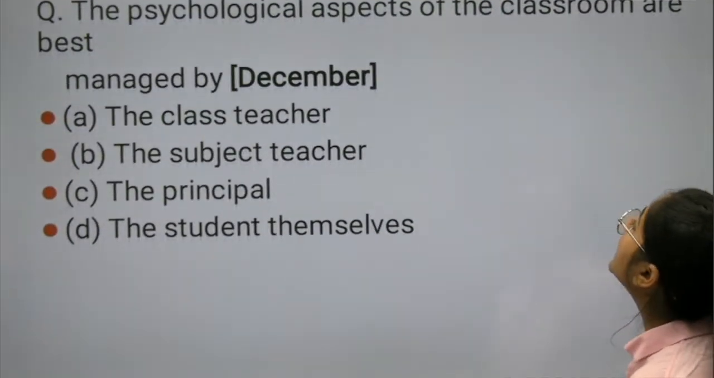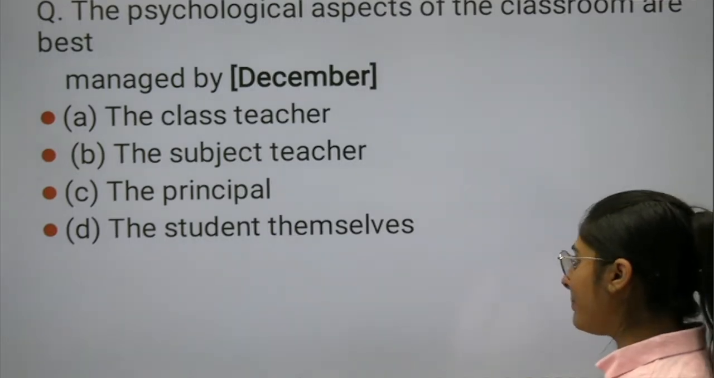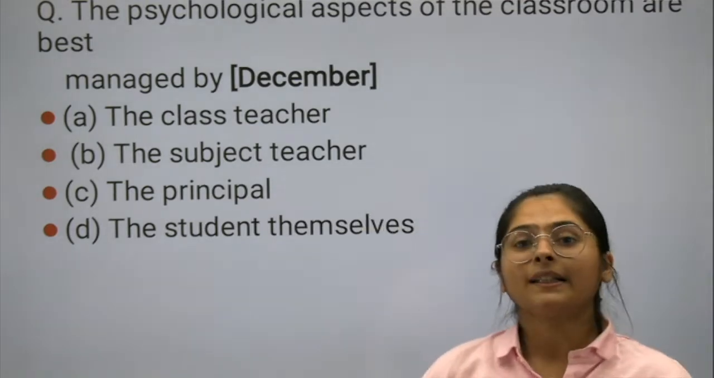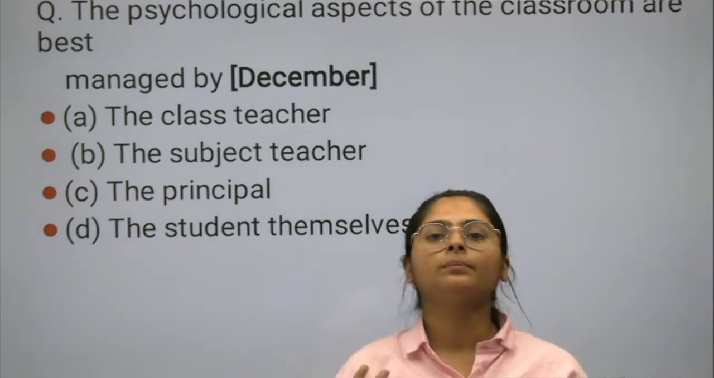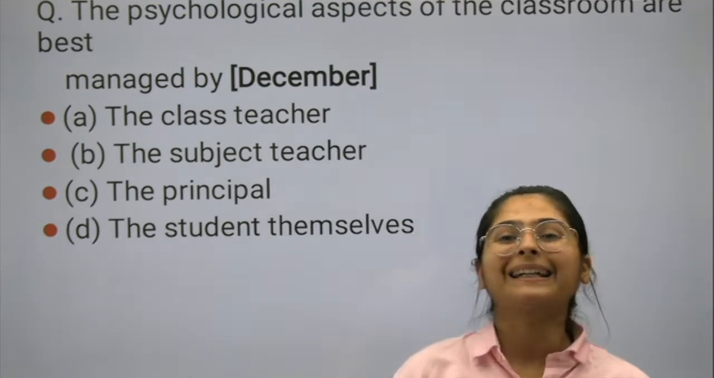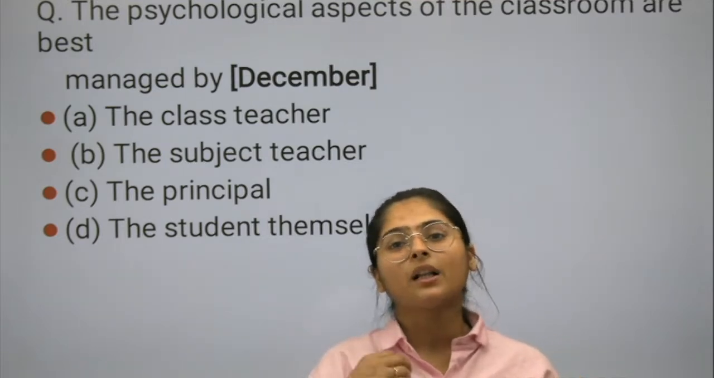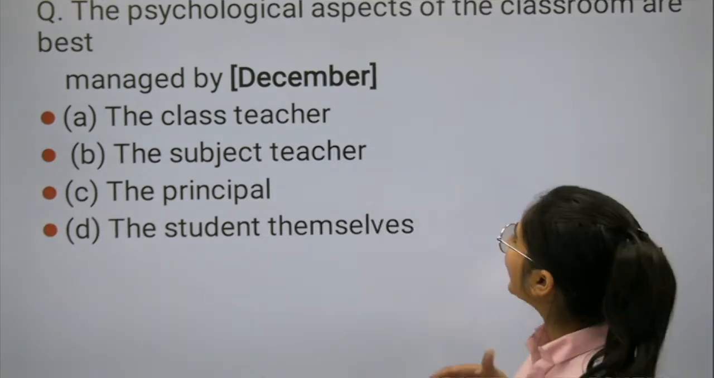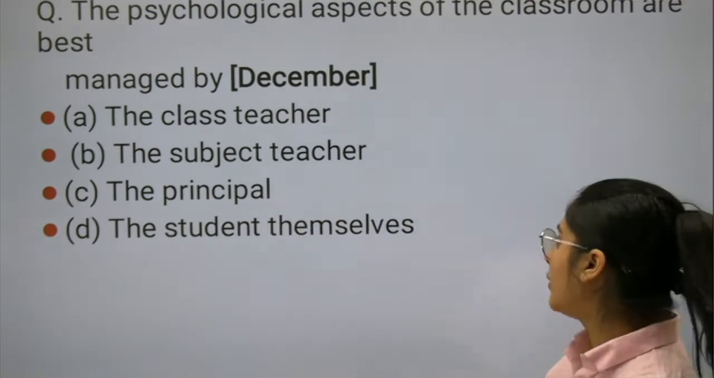Okay, now come. The psychological aspects of the classroom are best managed by... This is a very simple question. Now UGC-NET doesn't ask such questions, but still, the psychological aspects mean the overall personality of a child, which is always overlooked by a class teacher, because the subject teacher comes and goes, and just spends a little amount of time with the kid, with the classroom. So it is only the class teacher, because she has the whole record of a kid with her.